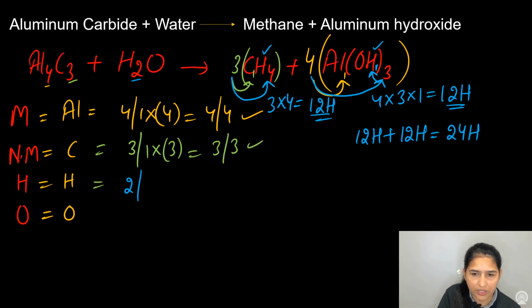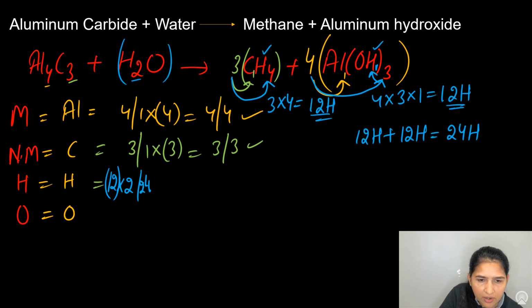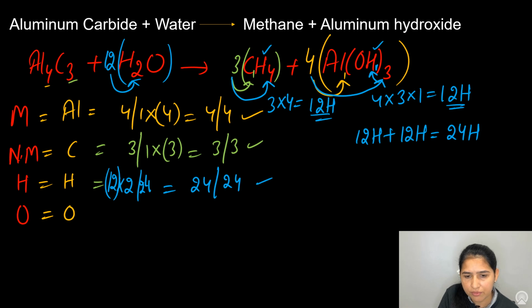Okay, now let's write down. So we are having here 24 hydrogens, while on the other side we are having only 2. To make it same, I am going to make it times of 12 on left hand side. As it's in the molecule state, I will put the bracket first, then write down 2. So now it's going to be 12 times 2, 24, 24 on both sides.